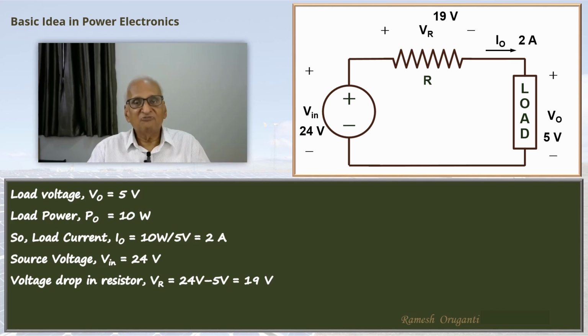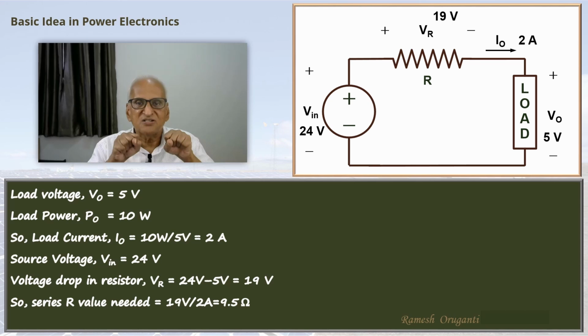You can also determine the value of the resistance. 19 volts divided by 2 amperes will be 9.5 ohms. So if you take a 9.5 ohm resistor and stick it in this gap, it will work. You are dropping 19 volts here. You are applying 24 volts, and the remaining 5 volts is applied to the load. The load will draw a corresponding current of 2 amperes. Everything works out fine, except, as you can guess, this approach is lossy.